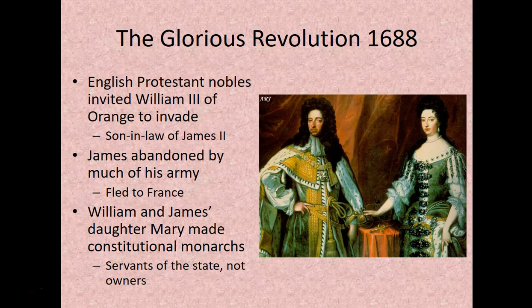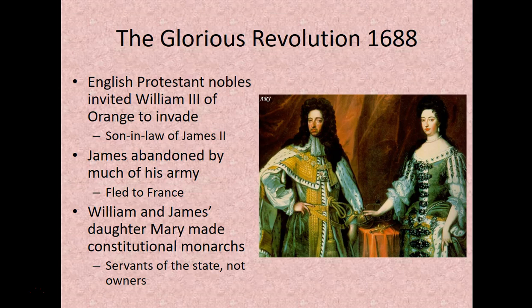So, James tries to gather up his army to fight William, and unfortunately for him, many of his officers desert him and instead join William's invasion force. So, James loses his officers. Without an army, he's forced to flee to France, and now William and Mary, yes, this is William and Mary that the college in Virginia are named after, William and Mary are made king and queen of England.